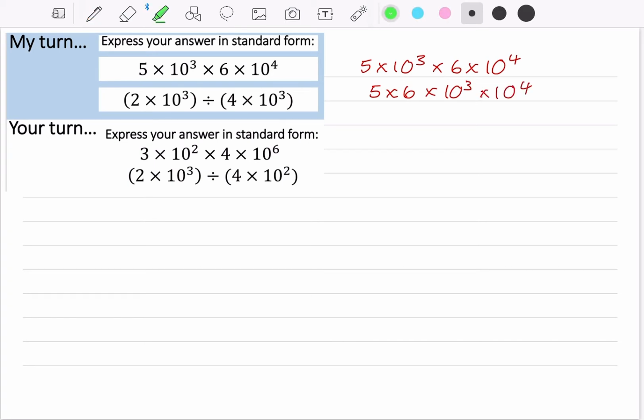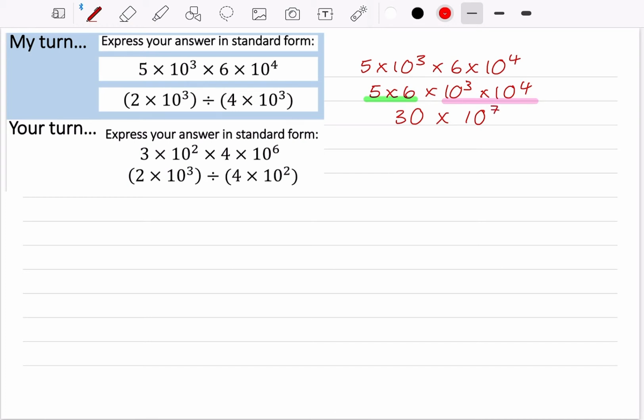There's two things I can do now. I'm going to do this part and this part separately. Then I'm going to deal with my answers. So 5 times 6 is 30, and remember your indice rules. So 10 to the 3 times 10 to the 4, they have the same base of 10. So I simply add the powers. 3 add 4 is 7.